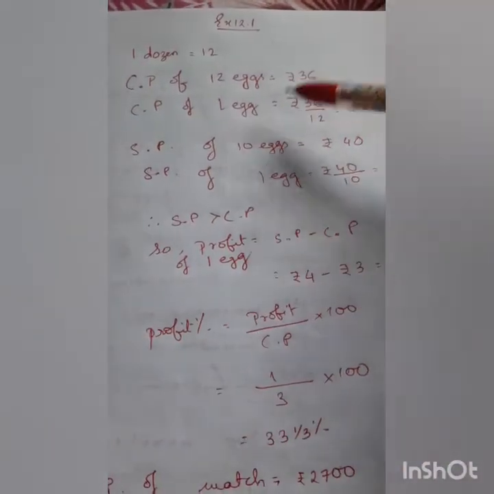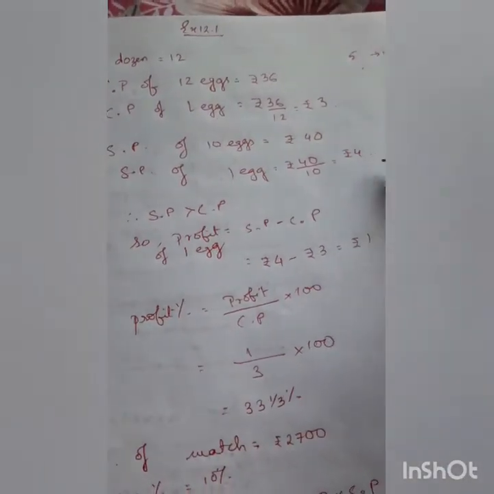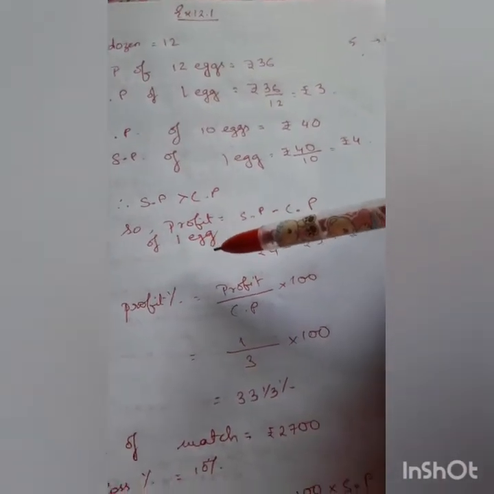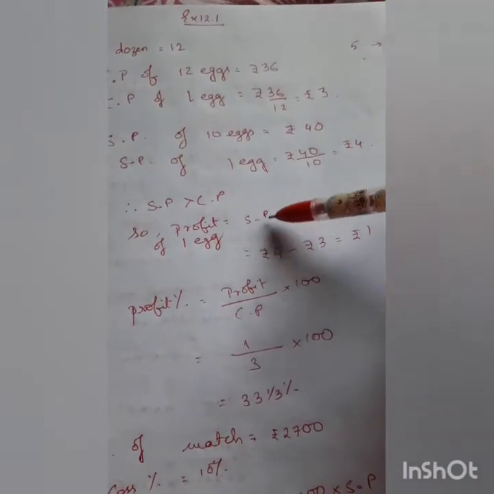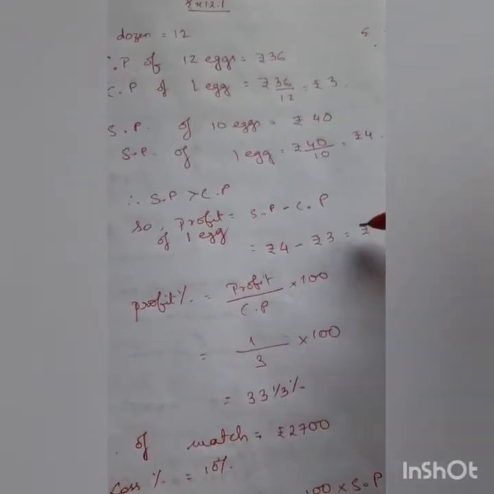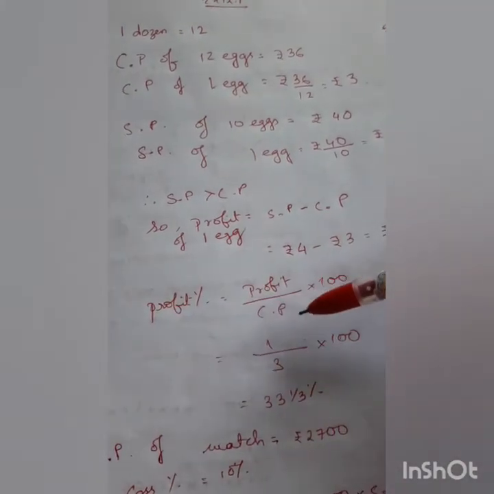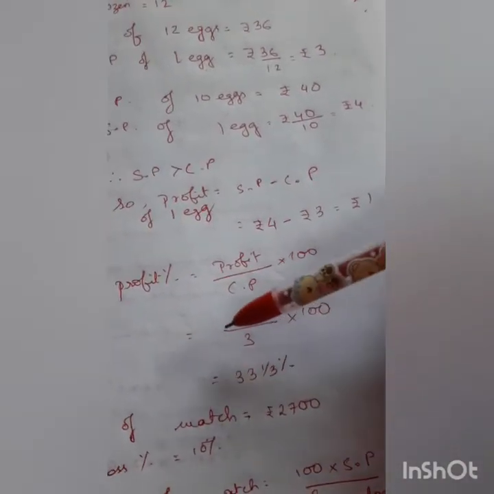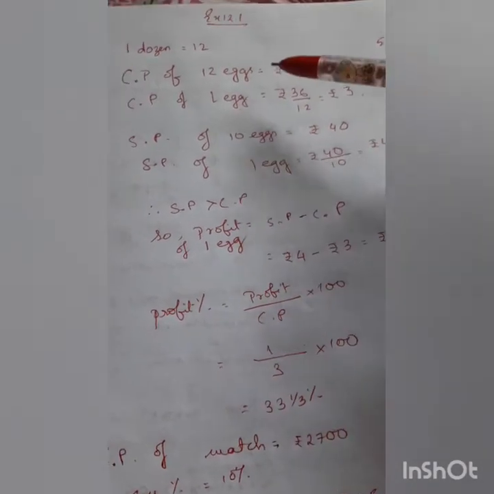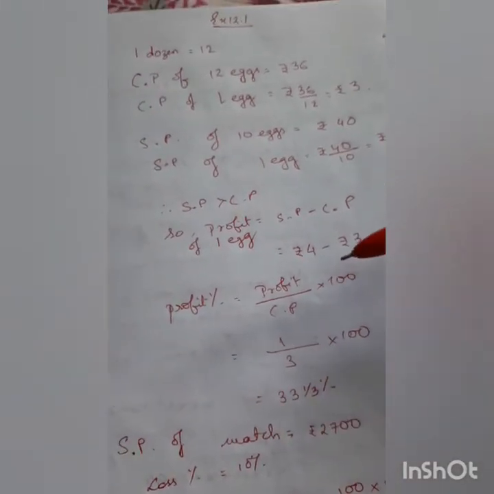Now I will find out whether SP is more or CP is more. See, here SP is greater than CP, so it is a profit, but the profit of 1 egg, which is SP of 1 egg minus CP of 1 egg. That is rupees 4 minus rupees 3, which equals rupees 1. So profit percentage equals profit by CP into 100. That is 1 by, since I am taking profit of 1 egg, I will take CP of 1 egg, which is rupees 3, into 100, which is 33 1/3 percent.